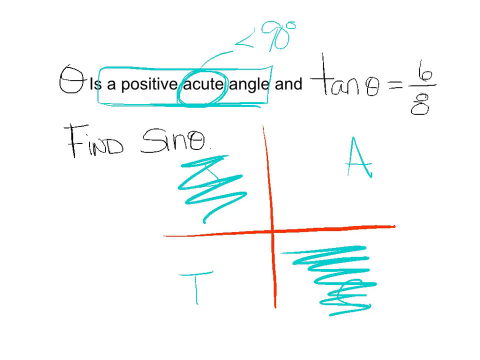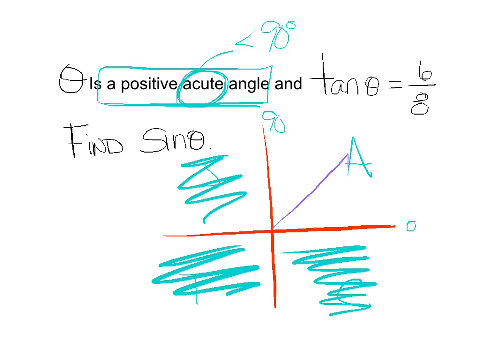So if you had to be smaller than 90, would you be in the first or third quadrant? Well, remember, the first quadrant is 0 to 90. So you'd have to draw yourself in the first quadrant. All right, so we're going to go out, perpendicular to the x. Theta's at the origin. Tangent is opposite over adjacent. So I've got 6, 8. Obviously, I'd do my Pythagorean theorem. Maybe you know this is a Pythagorean triple. So I know this side is 10.